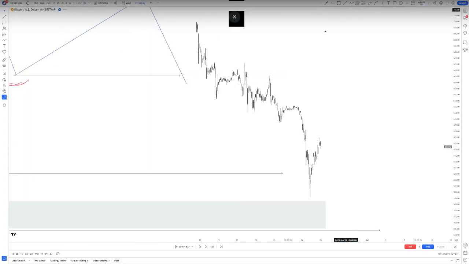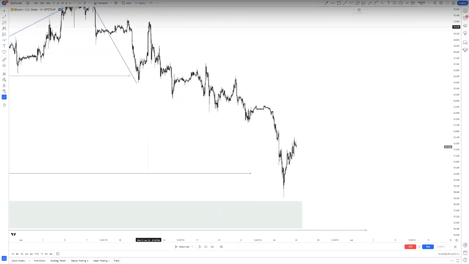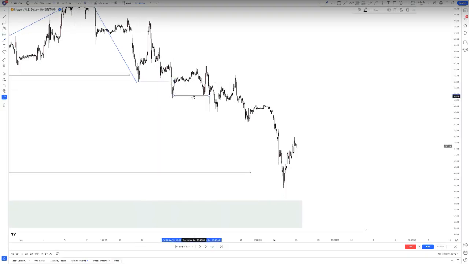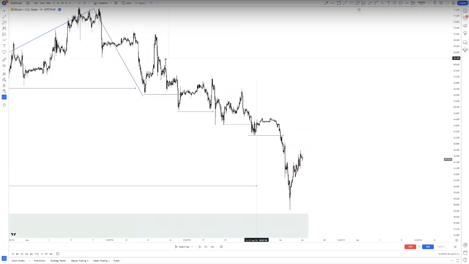So you can see when price was selling, we were moving with all the breaks of structure. This is a break of structure. This is another break of structure, another break of structure, and another break of structure. Now let's start from here. We had this little push. We broke. We had this high.